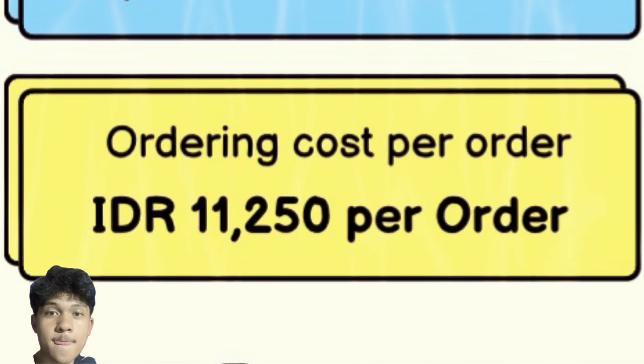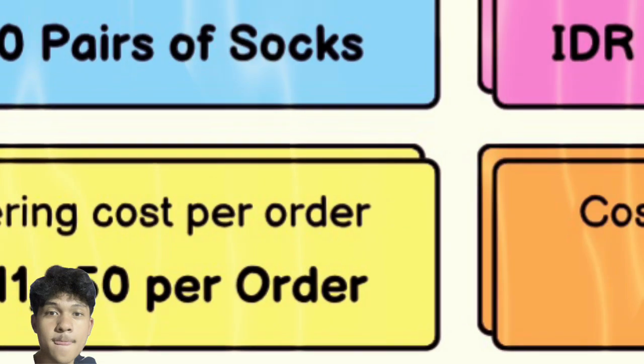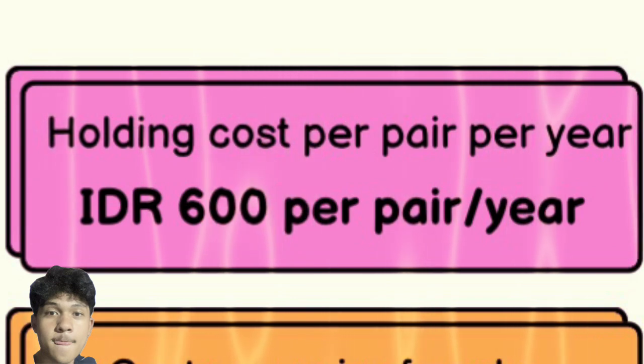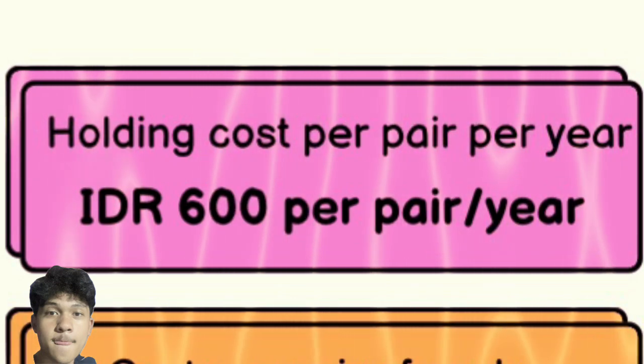Number 2 is ordering cost per order. Each time an order is placed, the company incurs a fixed cost of 11,250 Indonesian rupiah. The third one is storage cost per pair per year, which is 600 Indonesian rupiah.